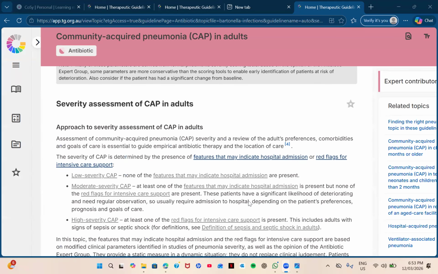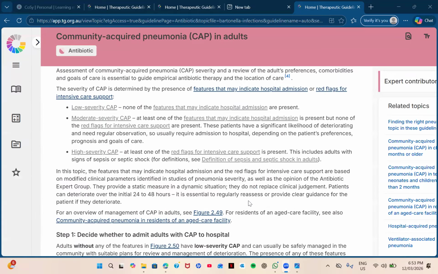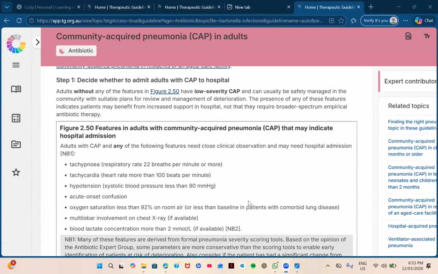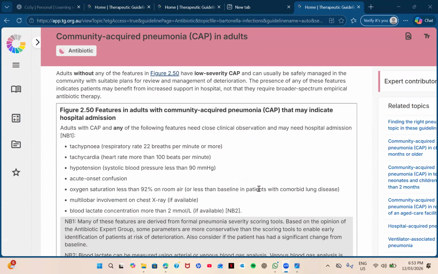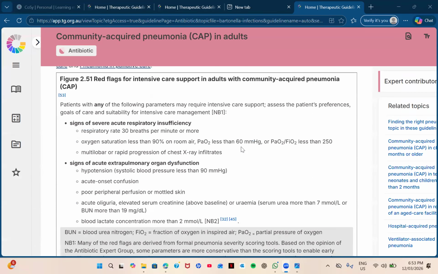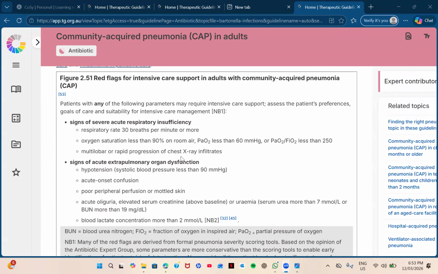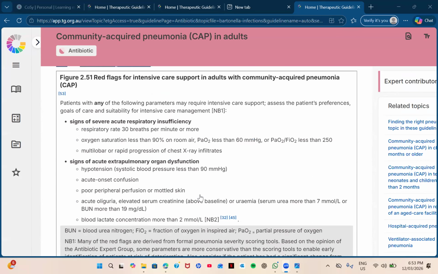Yes, the same thing they have mentioned, and red flags for intensive support. So yeah, the same thing we just discussed from that chart.